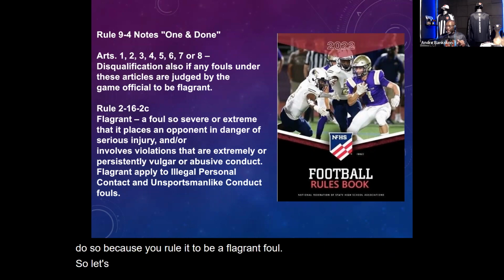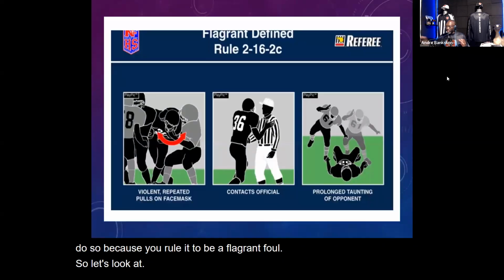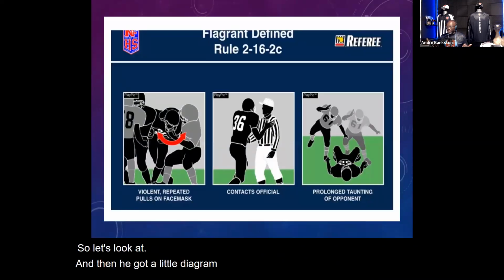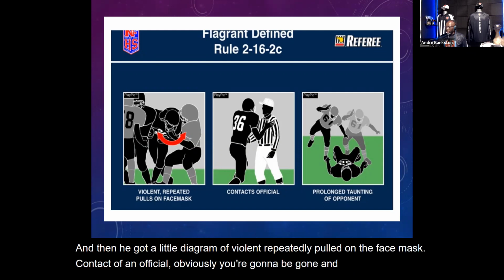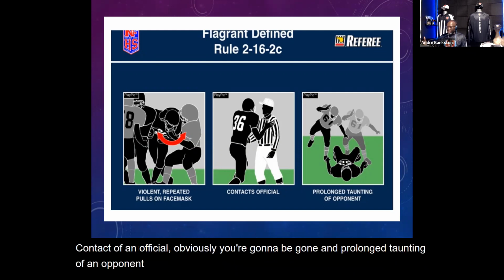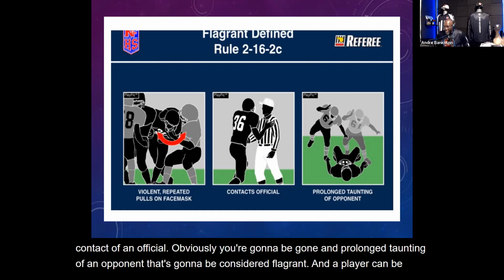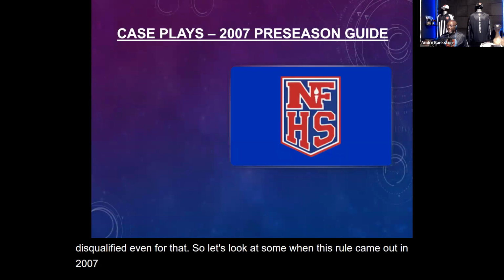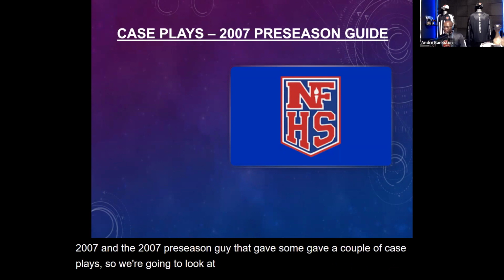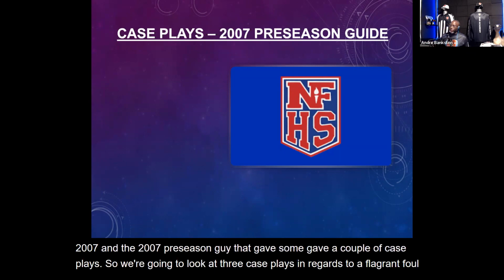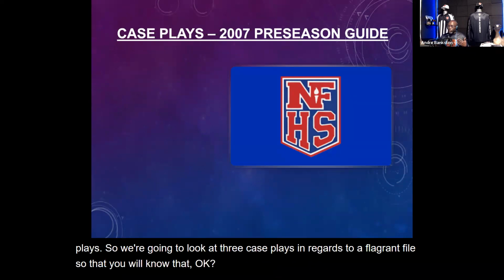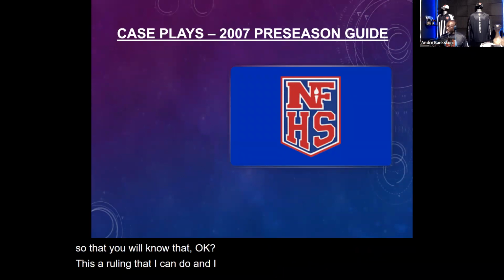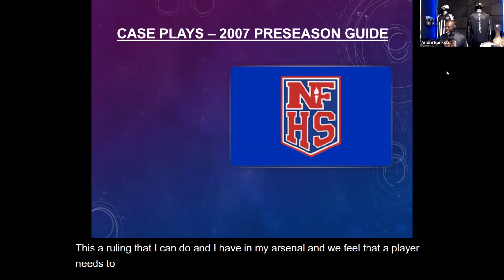So let's look at, and here goes a little diagram. Violent, repeatedly pulling on a face mask, contact of an official, obviously you're going to be gone, and prolonged taunting of an opponent. That's going to be considered flagrant, and a player can be disqualified even for that. So when this rule came out in 2007, the 2007 preseason guide gave a couple of case plays. So we're going to look at 3 case plays in regards to a flagrant foul so that you'll know, okay, this is a ruling that I can make and I have in my arsenal if we feel that a player needs to be removed from the game.